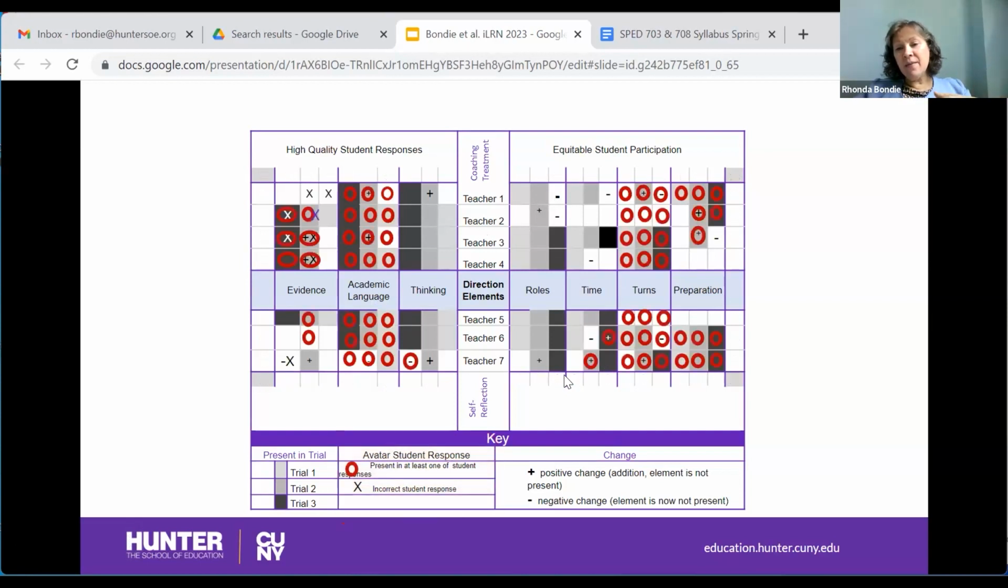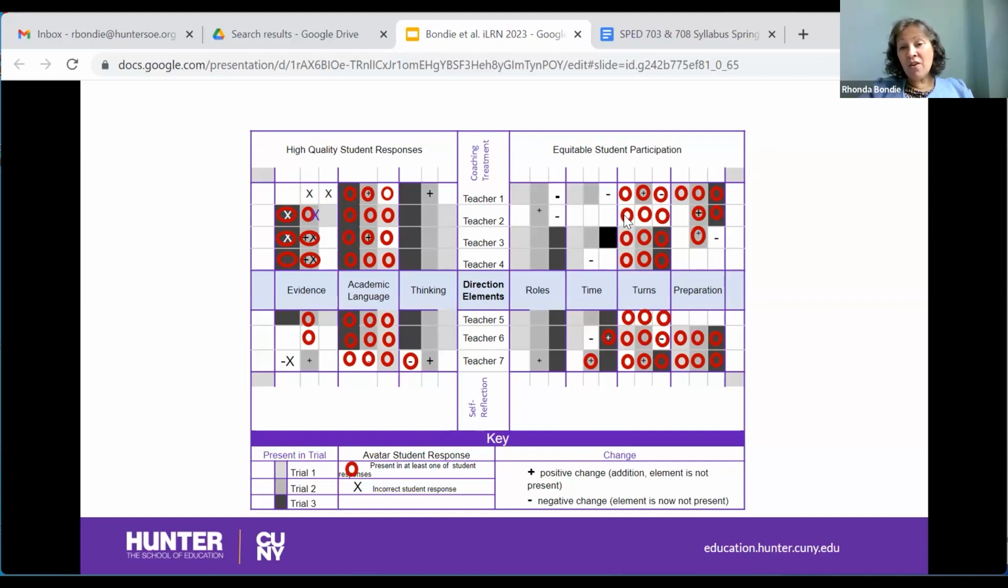Then what we see is the interaction between the avatar students and the teacher. So a red circle means that that element was present in the avatar's response. So in an ideal world, we would see the square colored in and a red circle showing that the teacher had the element in their directions, and then the actor, the simulation specialist, responded with having the element in the student response as well. What we don't want to see is these circles where it is blank, because that means the avatar, the human puppeting the avatar students, had the element, yet the teacher didn't give it in their directions.